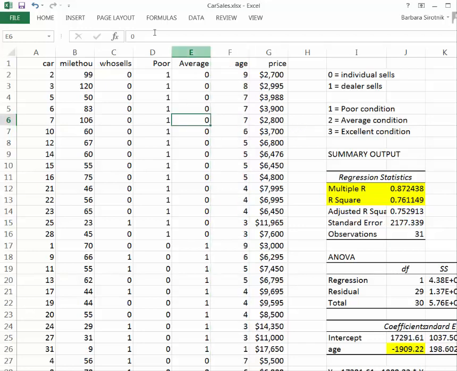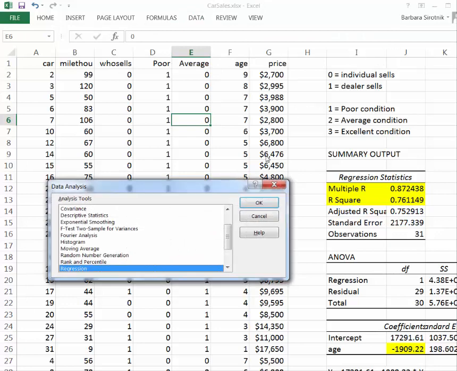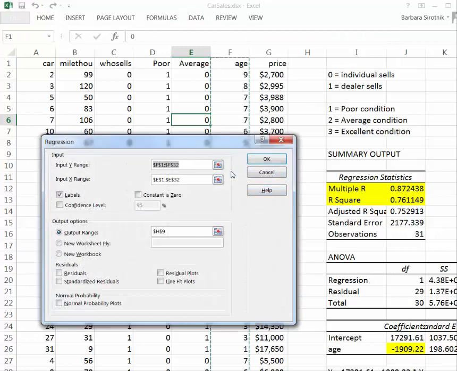Okay, let's get back into our regression procedure. Data, data analysis, and regression. My input Y range is no longer my F column. Rather, now it's my G column. So I'm going to put in G1 up to G32. My input X range is everything from the B through F column, so I will put in B1 through F32. I've got my labels in there, and now I'm going to say, put the answer in a new workbook, and I'll click on OK.